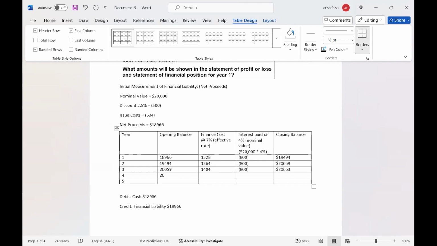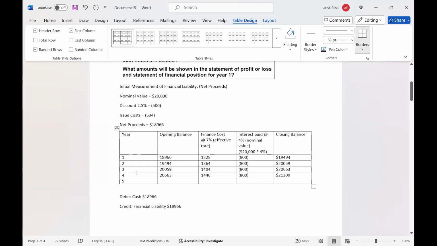Then you will start for the fourth year, 20663. Obviously, the exam won't be asking you for all the 5 years. They can start, let's suppose, at the end of the first year, and they might just ask you to do the second year. So 20663 into 7%, you get 1446. That's the expense for the fourth year, and then you make a payment of 800 interest. So 20663 plus 1446 minus 800, you get 21309.